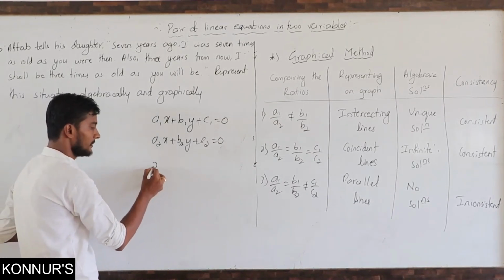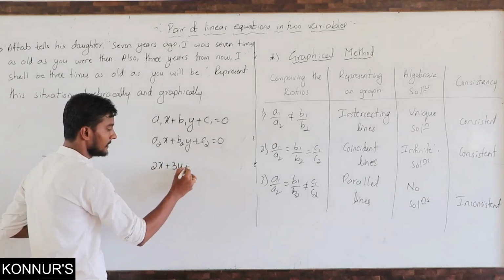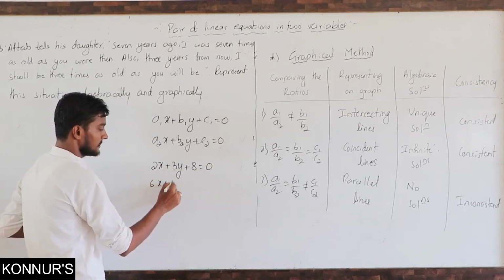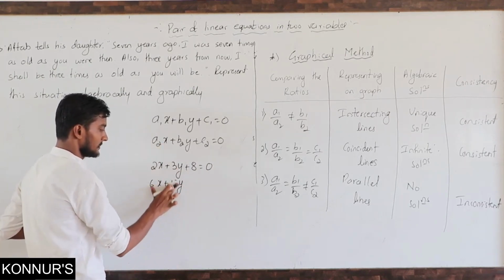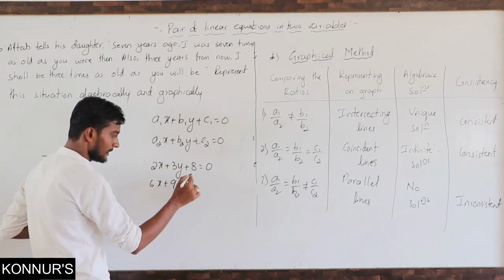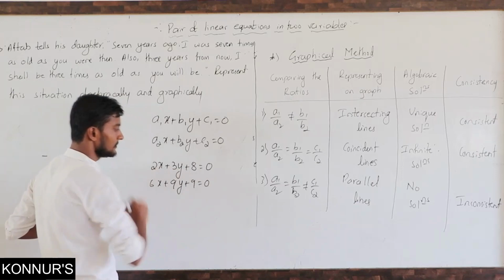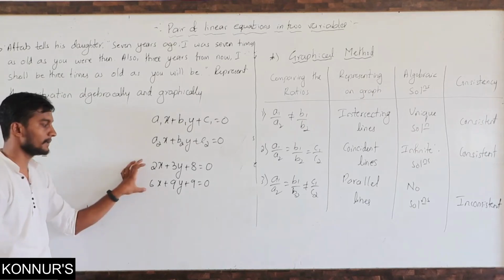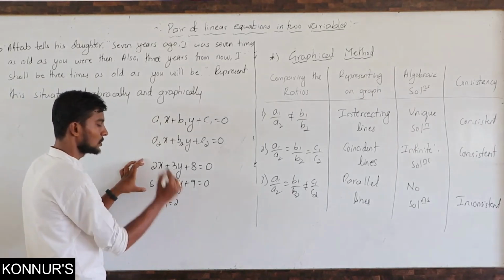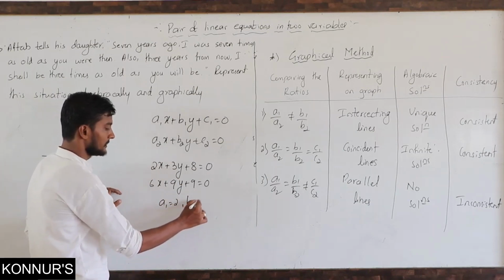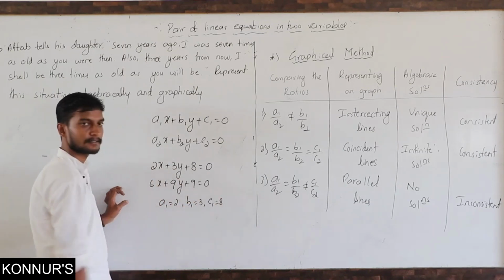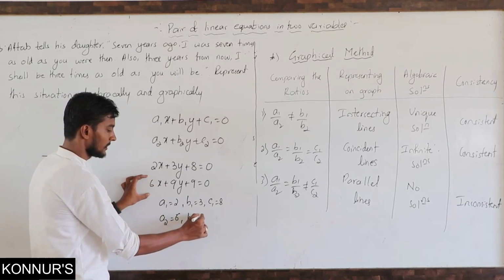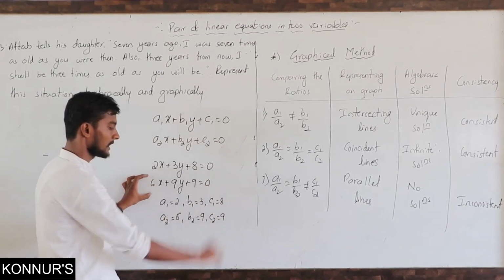Let us take one example. 2x plus 3y plus 8 is equal to 0, 6x plus 9y plus 9 is equal to 0. Again, I have taken a pair of linear equations here. In this pair of linear equations, a1 value is 2, b1 value is 3, c1 value is 8. And in the second equation, a2 is equal to 6, b2 is equal to 9, c2 is equal to 9.